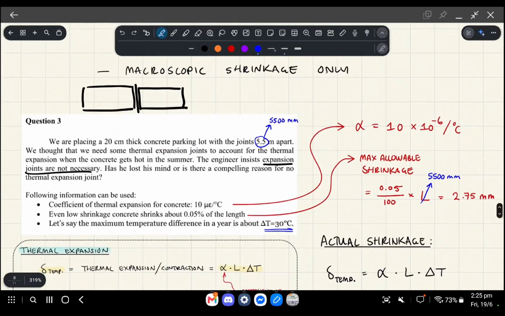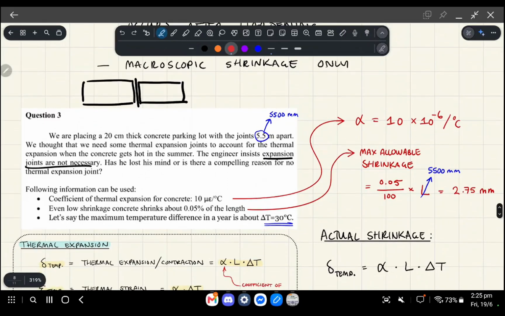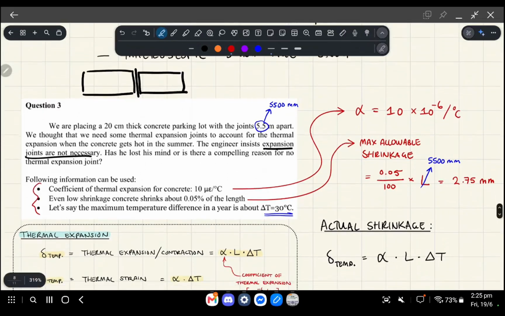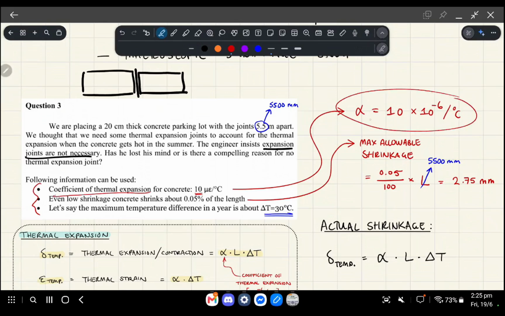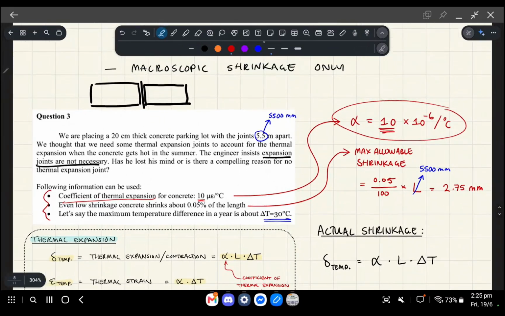So let's break down these little dot points first. The first one's saying that concrete has 10 microstrains per degree Celsius as its coefficient of thermal expansion, right? So that's this. So 10 being like a material value for concrete. Okay, so concrete generally has between 8 to 12, right? So this particular question just says take it as 10.